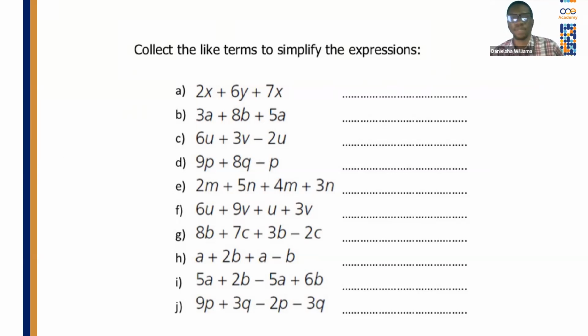All right. Natalia, have you made your corrections? Sir, yes. 4U plus 3V. Continue, sir, or 6U plus 3V. All right, so the first answer was correct. Okay, sir.